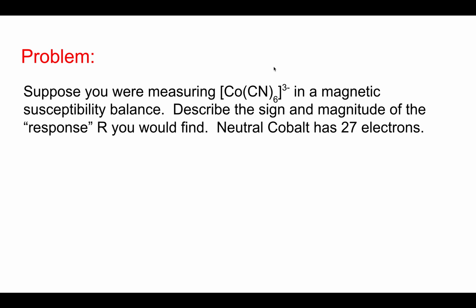We know CN minus, so we have 6 of those, and we know this is going to be 3 minus, so we know that cobalt has to be 3 plus. So write out the electron configuration for cobalt 3 plus. Then consider the ligand and determine whether this will be paramagnetic or diamagnetic, and then describe the sign and magnitude of the response you find. Think about it for a little bit, pause YouTube, and just think about this problem. This problem really summarizes everything.